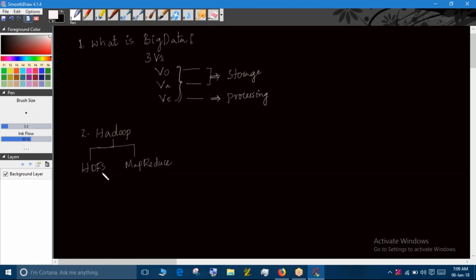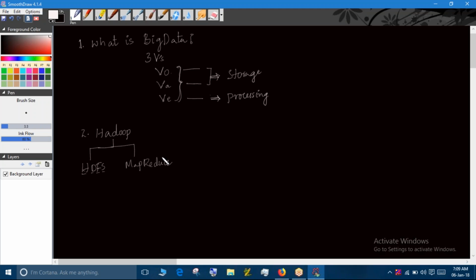So HDFS is what we call the Hadoop Distributed File System, and MapReduce is a simple programming model with which we can process the data very fast. We can process the data very quickly. How? How can we process the data very quickly? By processing the data with a technique called massive parallel processing, which we are going to see.